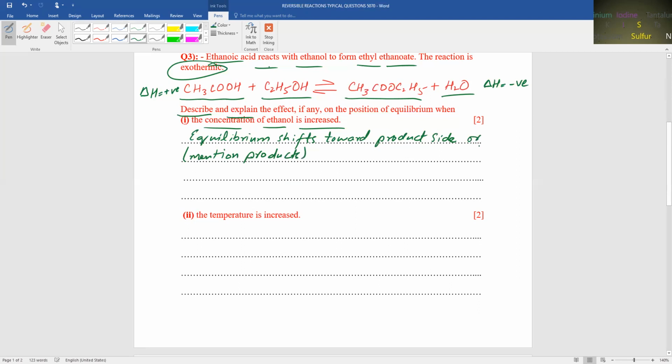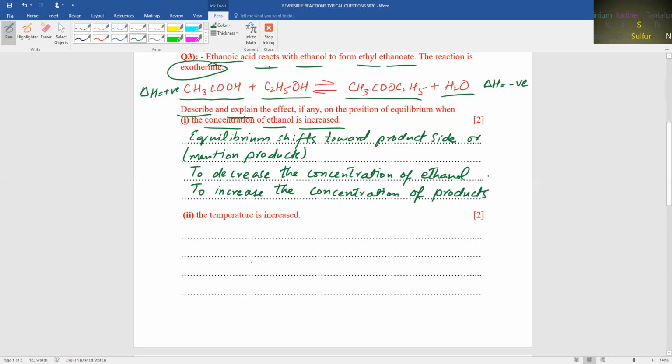Now, why is this happening? To decrease the concentration of the reactant or ethanol. You can even write to increase the concentration of the products. You can write the name of the products here.